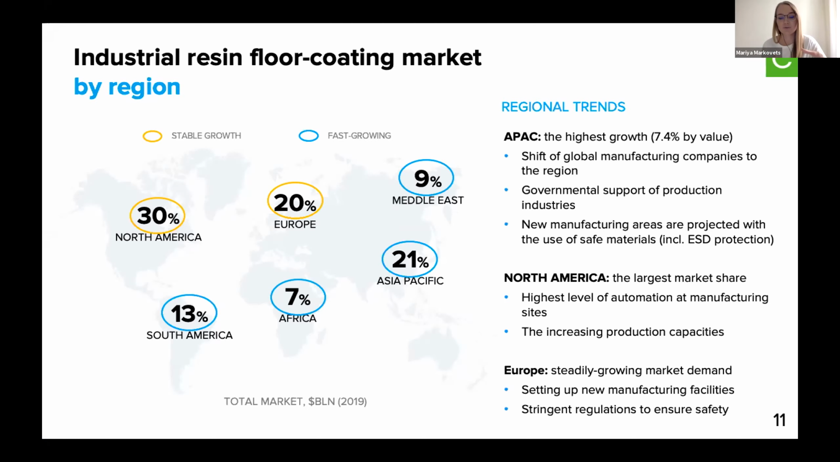The market in North America is the largest for the moment, and it can be explained by the highest level of automation at manufacturing sites. And of course, the increase in production capacities is taking place in North America. The market demand in Europe is growing steadily, due to the setting up of new manufacturing facilities, but at the same time due to the tightening of government regulations in terms of safety.